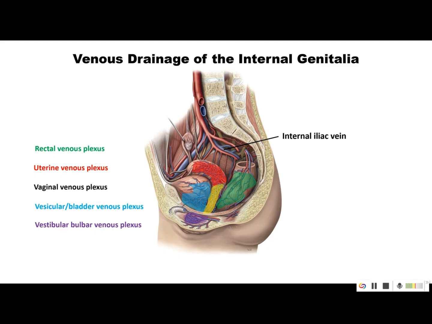But some of them drain through the superior rectal vein into the inferior mesenteric vein of the hepatic portal system, or through the lateral sacral veins into the internal vertebral venous plexus.